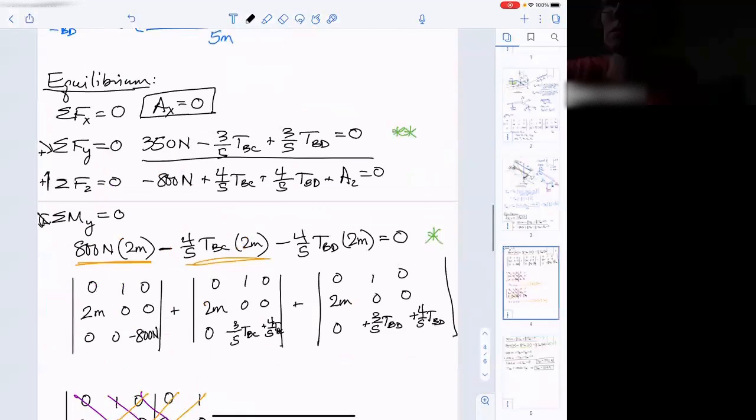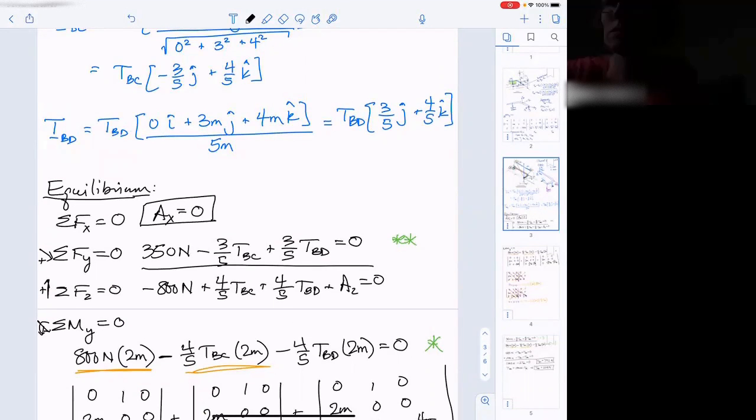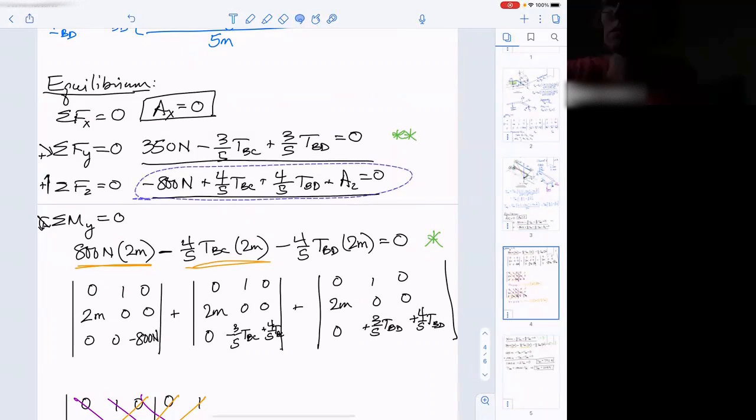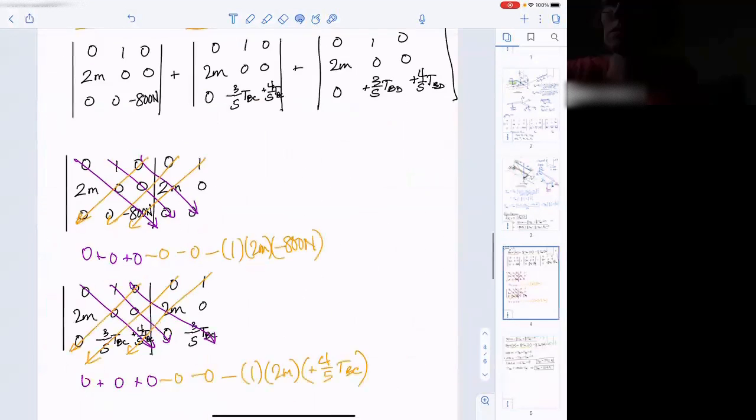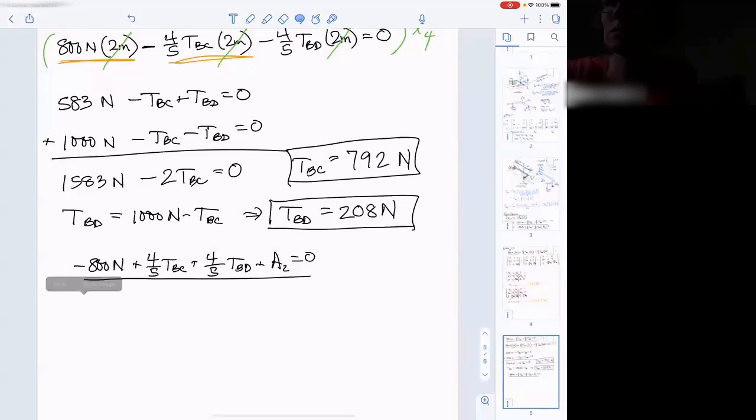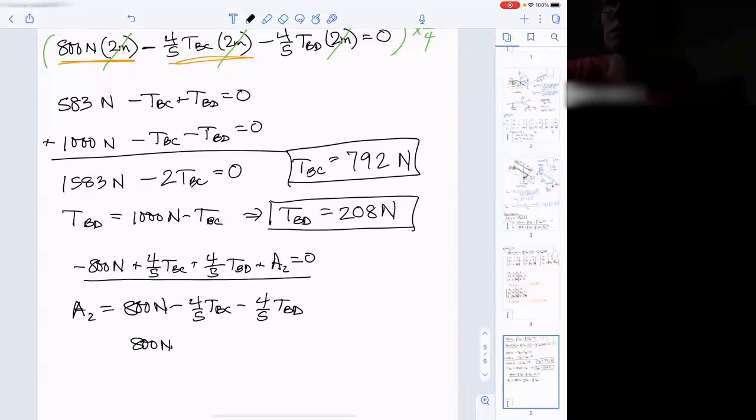We've already back up here at the top found AX. Now that I know both those tensions, I can plug into my sum of forces in the Z equation to find AZ. Copy this, bring it down here, run through the numbers. We'll just rearrange it first. I make fewer mistakes if I actually write these steps down. AZ is equal to 800 newtons minus 4/5 TBC minus 4/5 TBD. So plug them all in, minus 799.7 newtons. So with rounding error, AZ is actually 0. AX was also 0. The two tensions we've got.